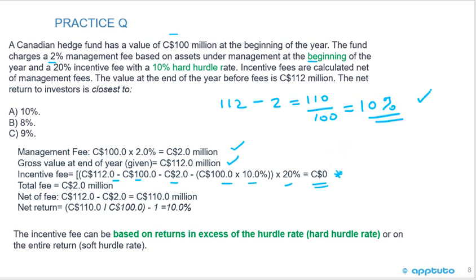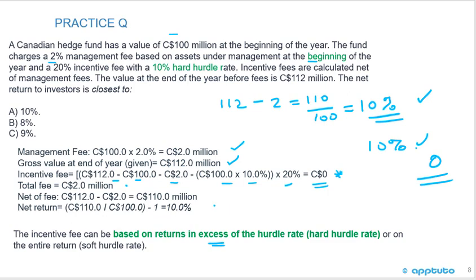I had a 10% return net of management fee, and it's a hard hurdle rate. And with the hard hurdle rate, don't forget, the incentive fee is based on returns in excess of the hurdle rate. But the hurdle rate is 10%. I'm not in excess of it. So there's 0 incentive fee. That's it. So the total fee is the 2 million.